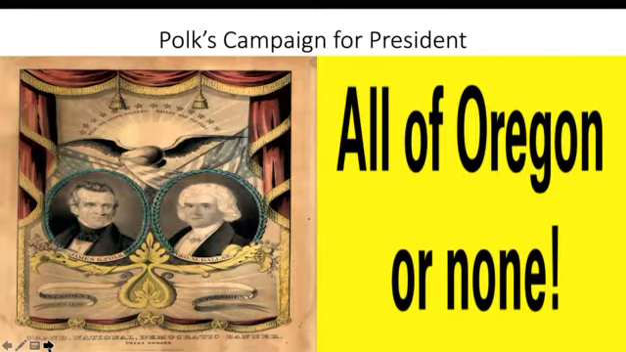In 1844, a man named James K. Polk ran for president. He wanted the nation to expand across North America. One of his campaign slogans was repeatedly heard throughout the nation: all of Oregon or none. So here's James K. Polk and his vice president, George M. Dallas.